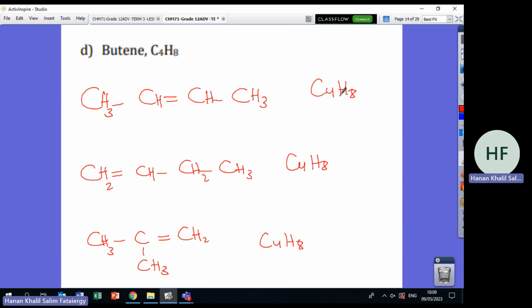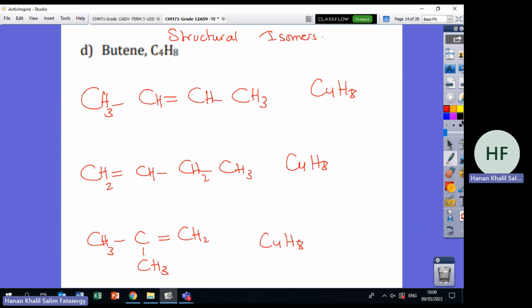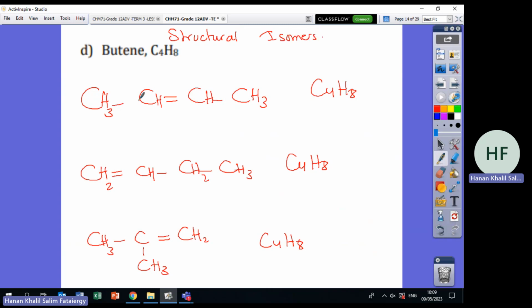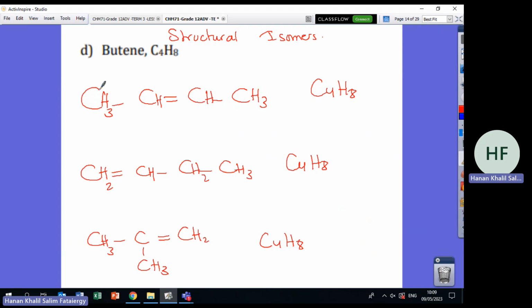Since they all have the same formula but different structures, these are called structural isomers. Structural isomers means the drawing changed. Okay, what is the name given to this? This is called 1-butene.